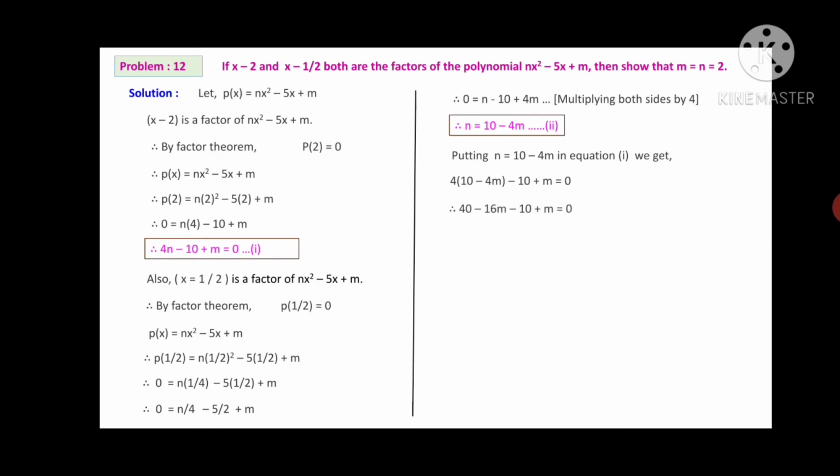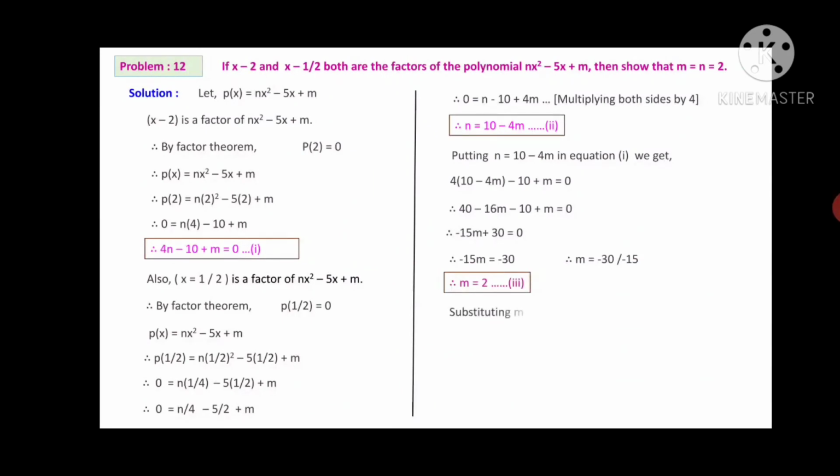We will solve this one. 4 into 10 is 40, minus 4 fours are 16m, minus 10 plus m is equal to 0. Therefore, here we will get minus 16m plus m, that is minus 15m, plus 30, 40 minus 10 is 30, is equal to 0. Therefore, minus 15m is equal to minus 30. Therefore, m is equal to minus 30 divided by minus 15. After simplifying this, we are getting m is equal to 2, equation 3.